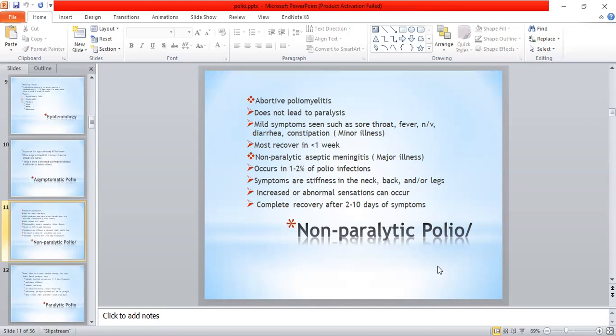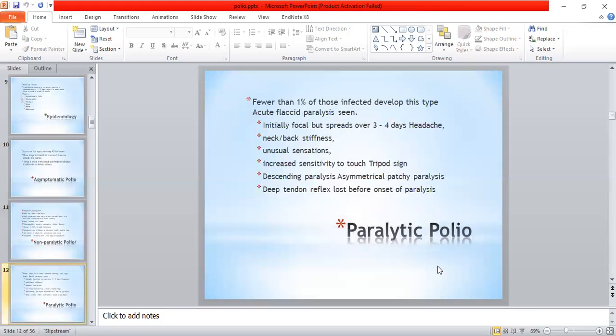Non-paralytic aseptic meningitis is a major illness in non-paralytic polio, and it occurs in 1 to 2% of polio infections. Symptoms are stiffness in the neck, back, and leg, and increased or abnormal sensation can occur, with complete recovery after 2 to 10 days of symptoms.